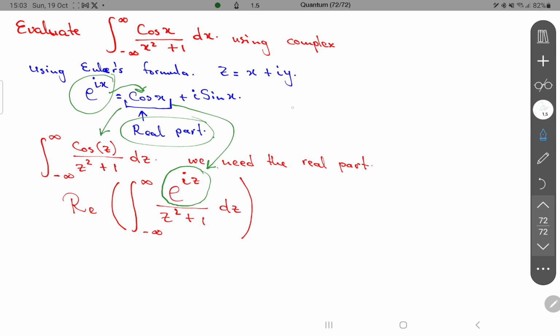So if we put, for example, e to the i z is equal to cos z plus i sine z, I'm giving it as an example for you to see, but it's not the big deal. The big deal is we need the real part. The real part was there before, but it was in terms of x, and now we substitute it in terms of z. So if you understand that, that's better.